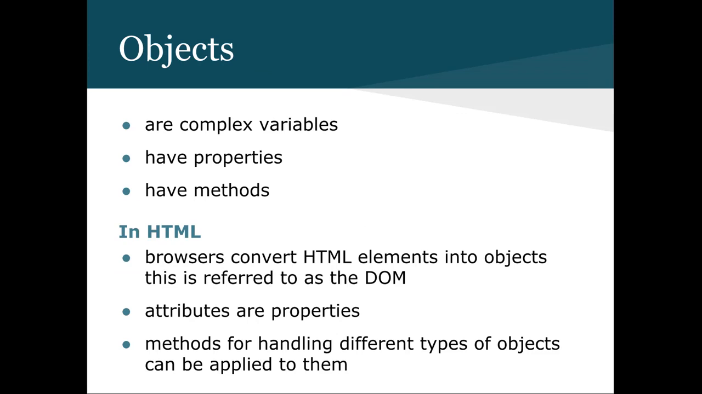Objects. As I mentioned before, objects are complex variables. They have properties and methods. In HTML, browsers convert elements into objects and store them in memory. There's a model of it in your browser's memory, which we refer to as the Document Object Model, or the DOM, which it then renders.